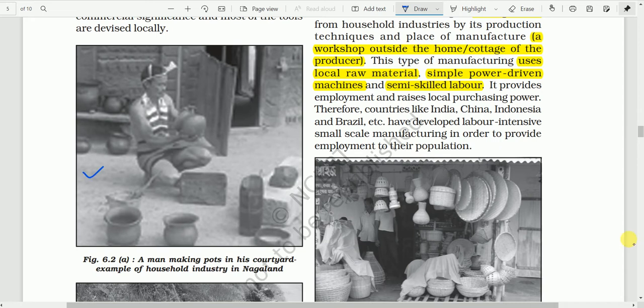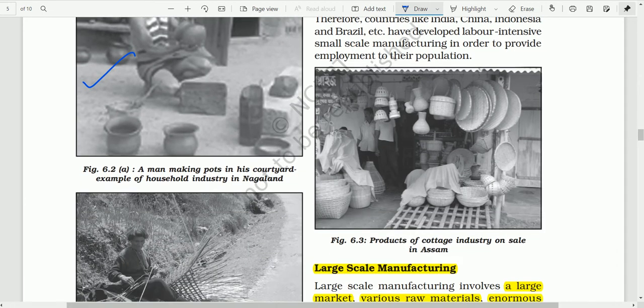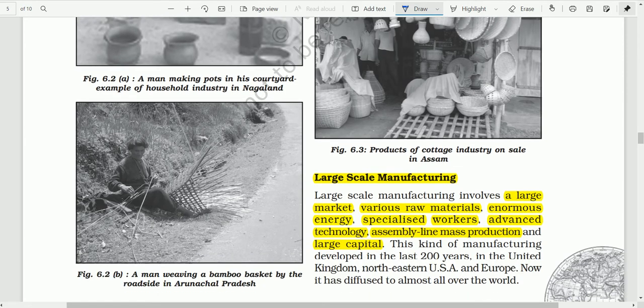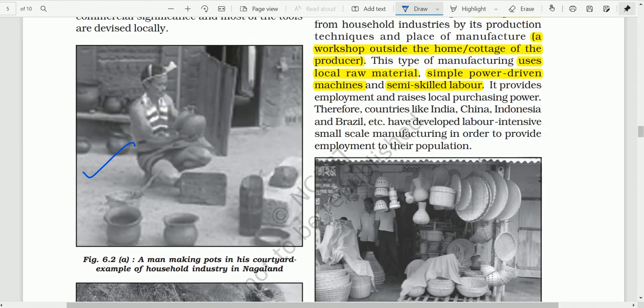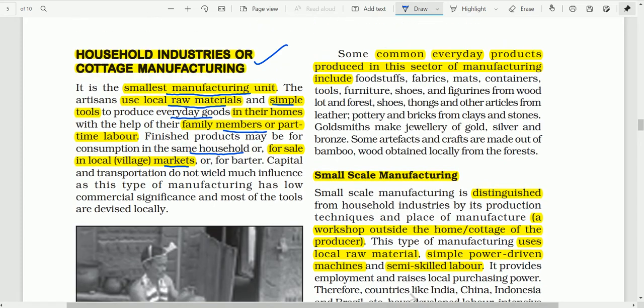So these are the important characteristics of these cottage industries or household industries. This is an example: a man making pots in the courtyard. This is an example of household industry in Nagaland. Then this is another example: a man weaving a bamboo basket by the roadside in Arunachal Pradesh. This is another example of cottage industry or craft industry.